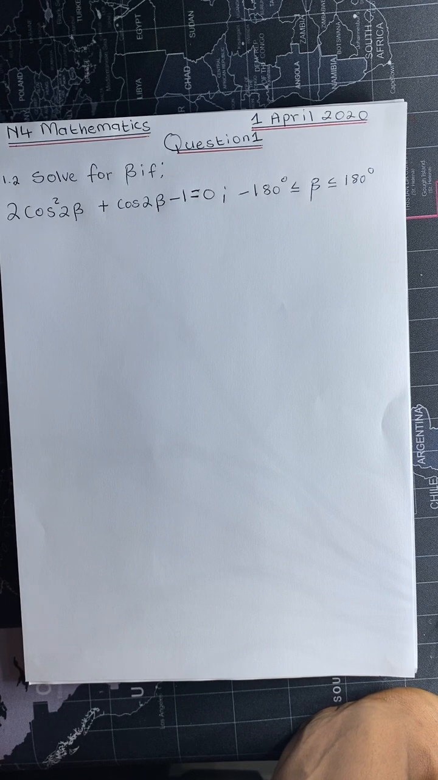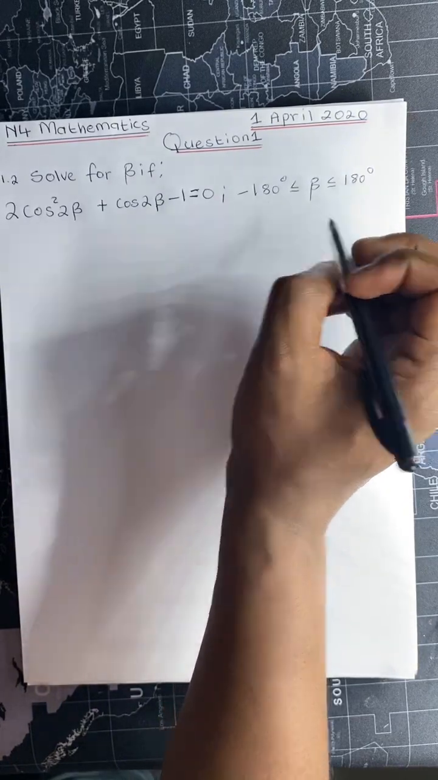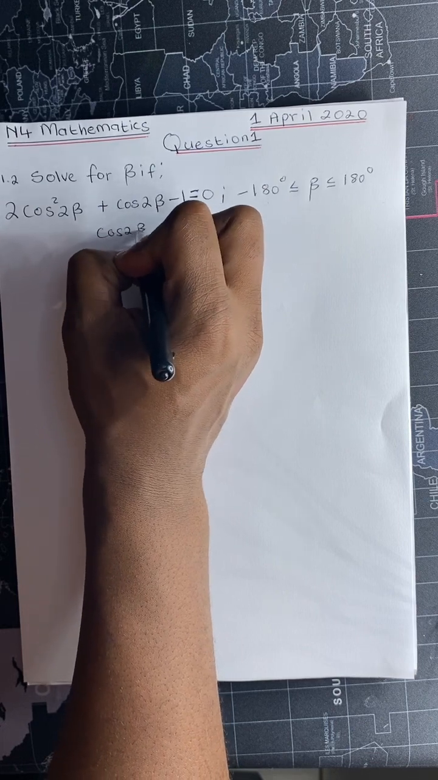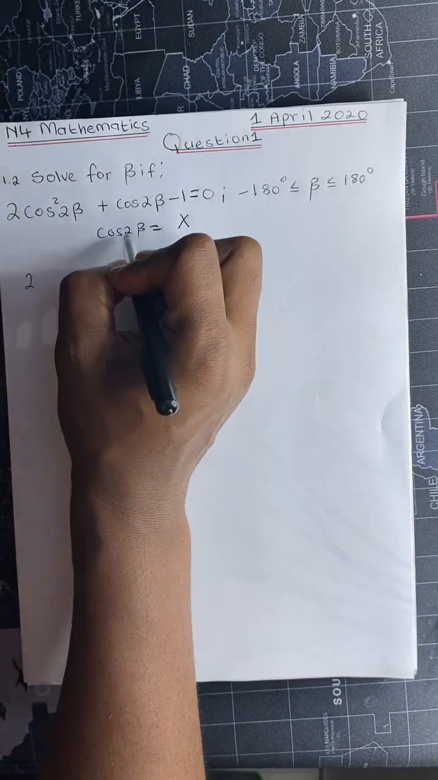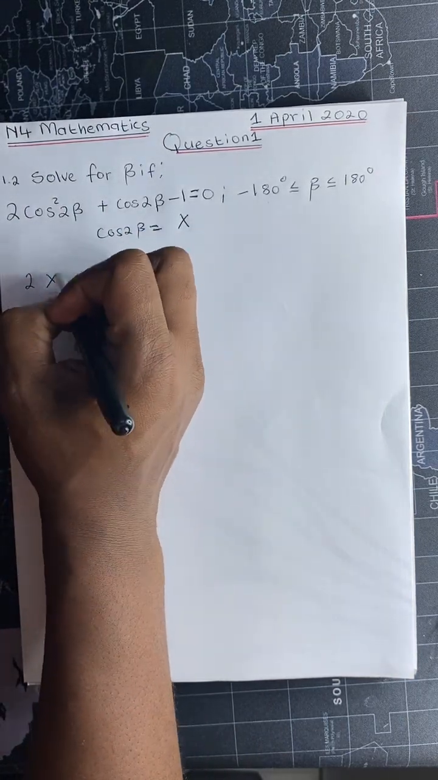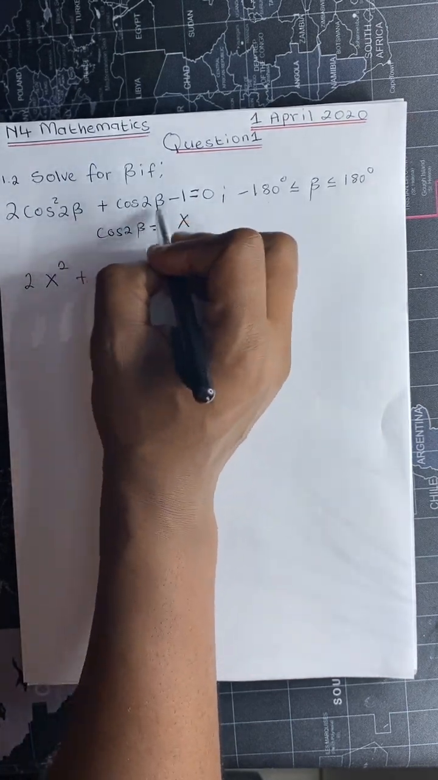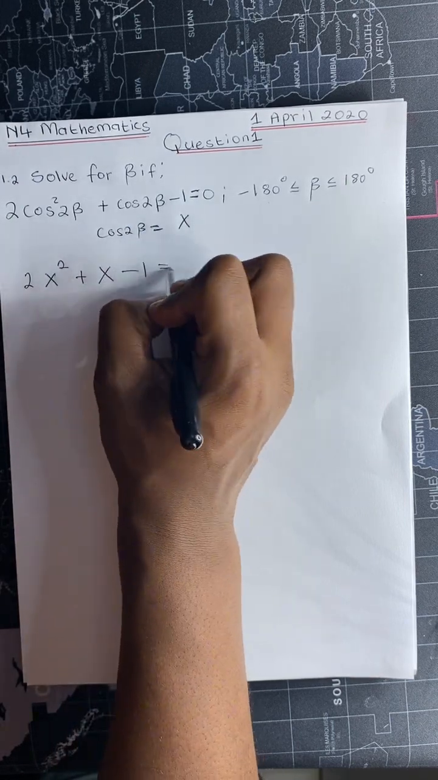Question 1.2, we have to solve for beta if 2 cos squared 2 beta plus cos 2 beta minus 1 is equal to 0, and beta has to be between negative 180 and 180 degrees. So in order for us to make things simple, let's let cos 2 beta equal x. So where there is cos 2 beta, we'll substitute x. That cos 2 beta is raised to the power 2, so we also raise this x to the power 2, and we replace that cos 2 beta with x. Minus 1 is equal to 0.